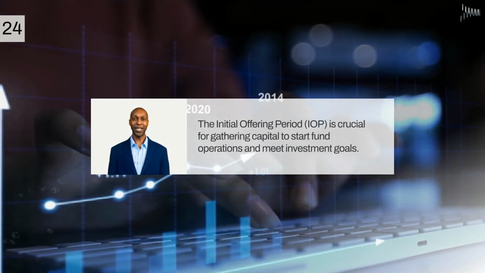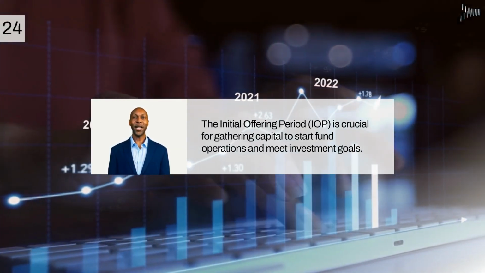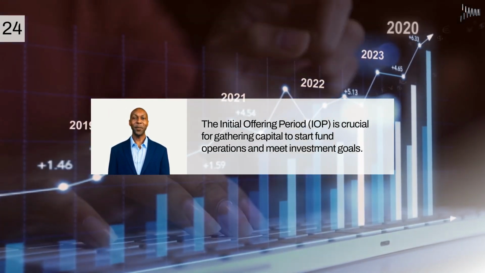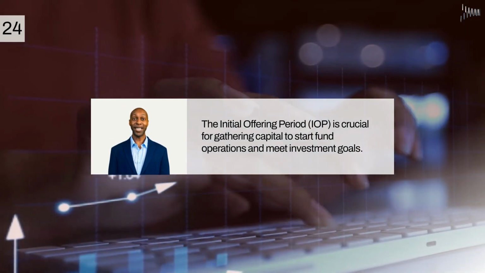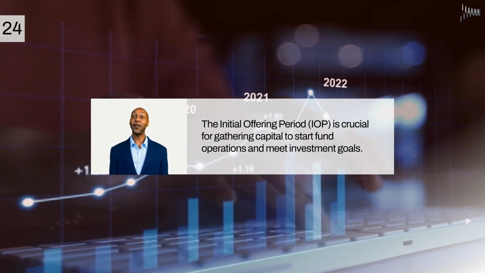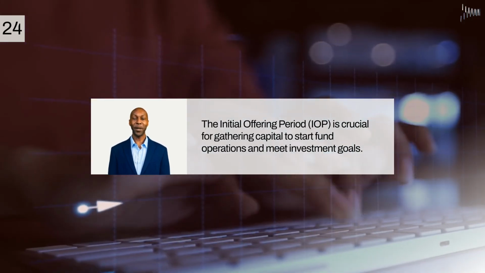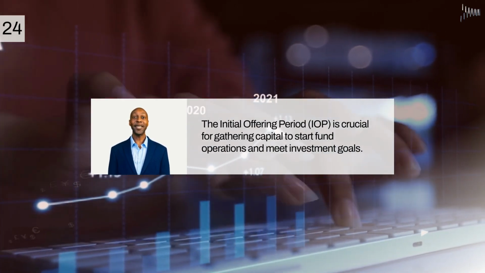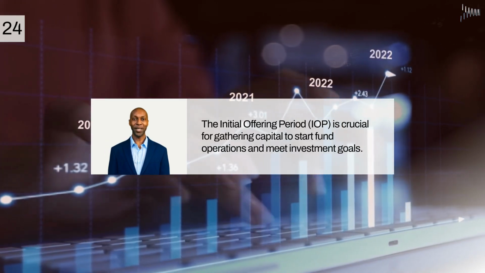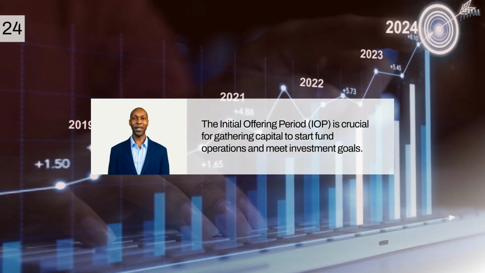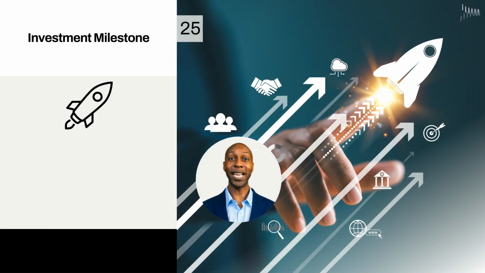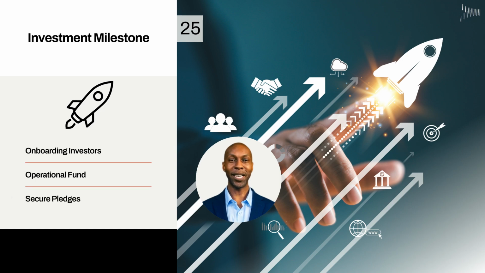Point 24 is the initial offering period, IOP. This allows investors to subscribe to the fund. This period is crucial for accumulating the necessary capital to begin fund operations and achieve investment goals, where OP refers to the offering period. Brokers approach primarily institutional investors with mature investment appetites to ensure the fund is populated before listing, enhancing its market appeal. Point 25 is another milestone which is reached, as this is the onboarding of investors and their deposits into the now operational investment fund. Marketing efforts during the IOP aim to secure investment pledges.